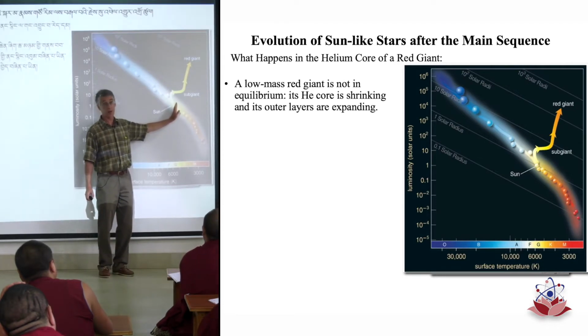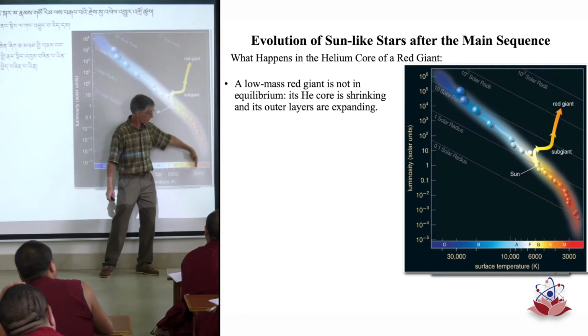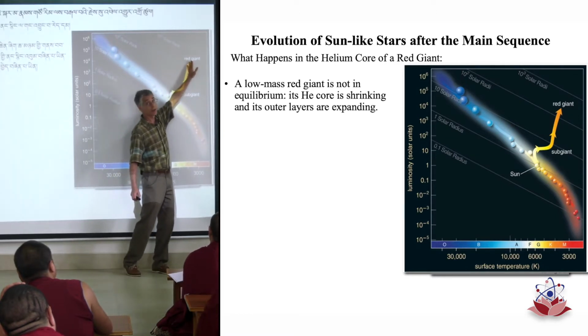So the temperature of the sun is now about 6,000 degrees, and it will cool down to about 3,000 as a red giant.